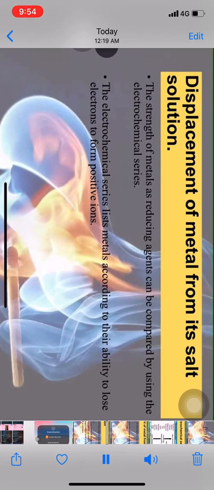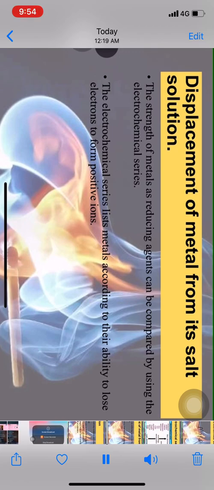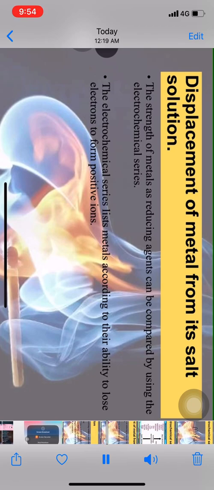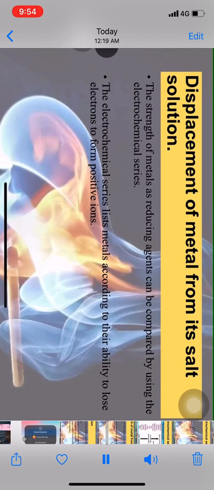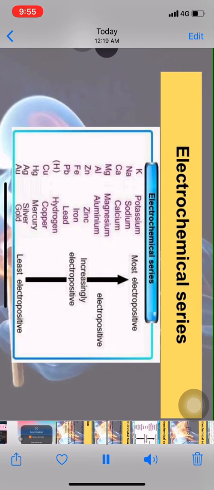So what is the electrochemical series, class? The electrochemical series is the list of metals according to their ability to lose electrons to form electropositive ions. Later on I will show you the list of metals according to their ability to lose electrons to form positive ions. I hope you can understand until here. This one is the electrochemical series.